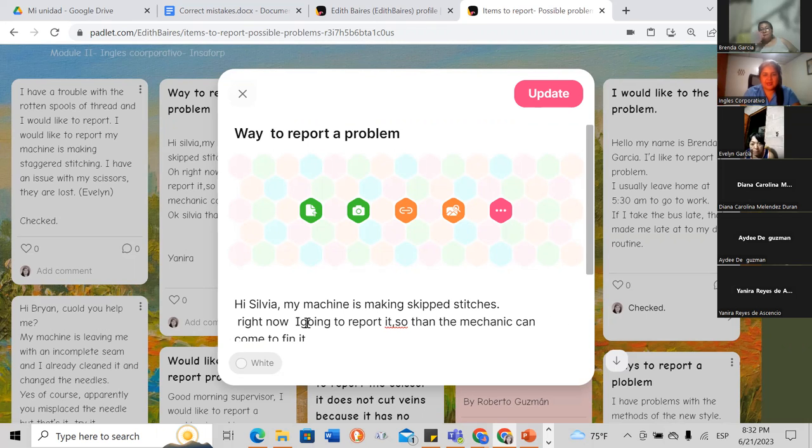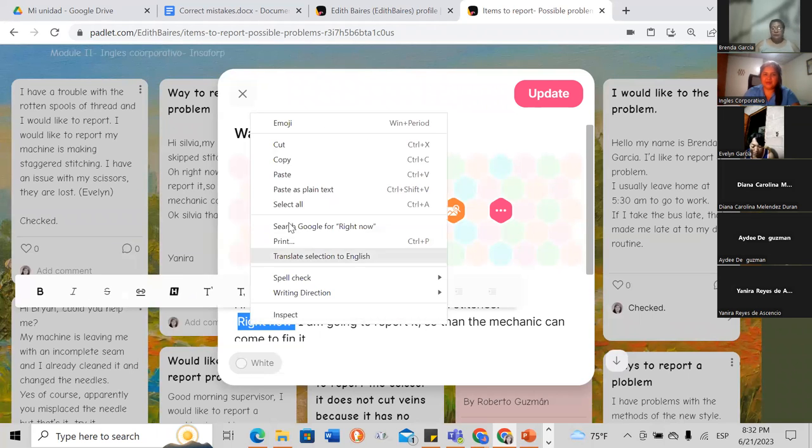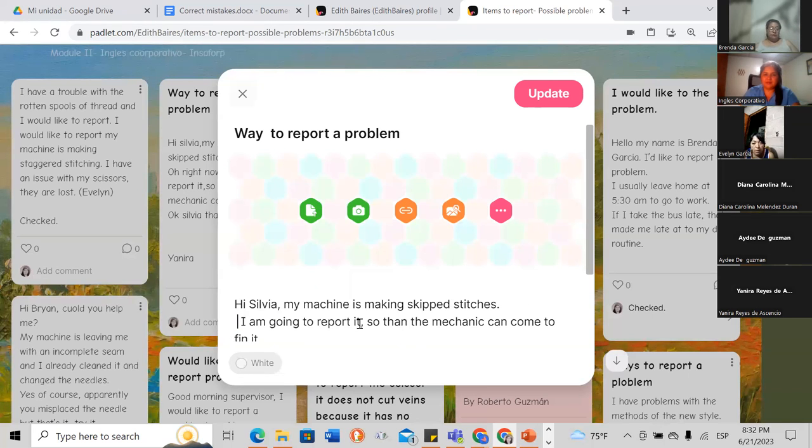I am going to report it. Okay, right now, I'm going to report it. So, o también esto puede ser al final, it's the right now. I'm going to report it right now. Voy a reportar en este momento.